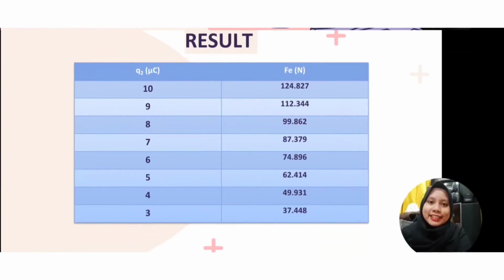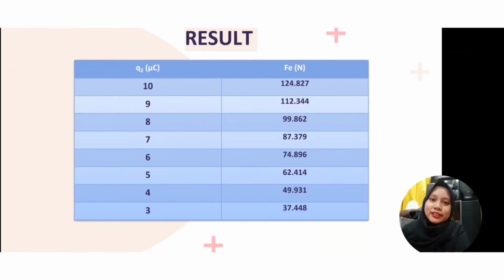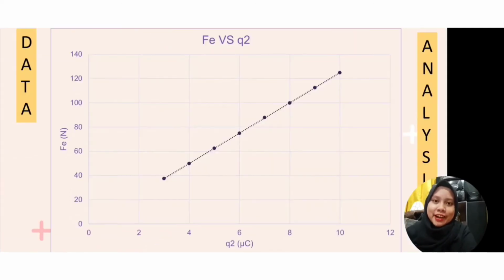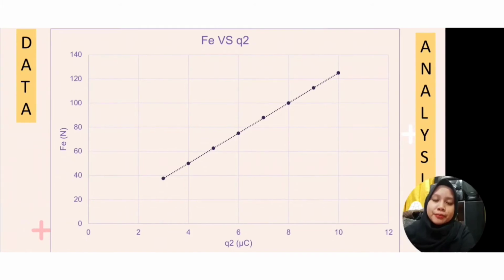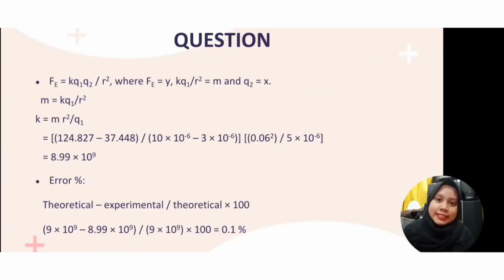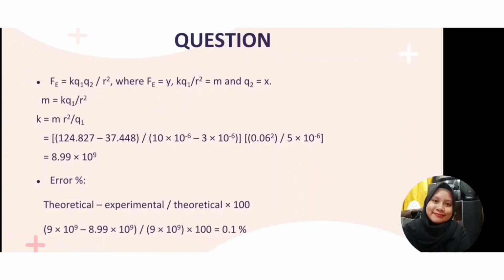And result. As you can see, this is the result that had been recorded in table 2. And this is the graph from data analysis. As you can see, the electric force between two objects, Fe, is directly proportional to the charge on object 2, which is Q2. This is the question that had been answered by me. That's all from me. Thank you.